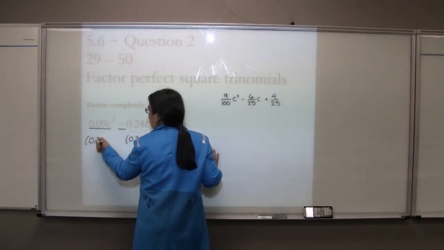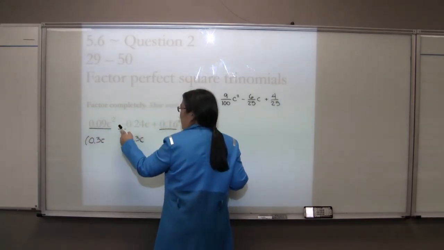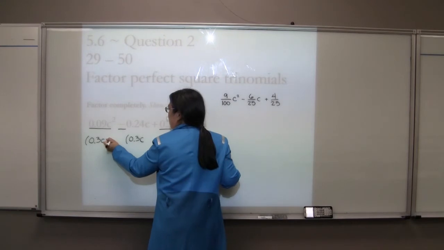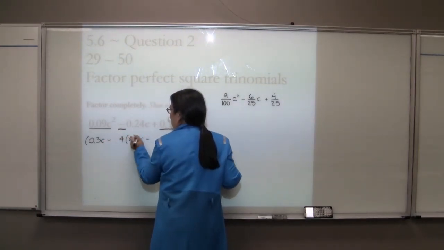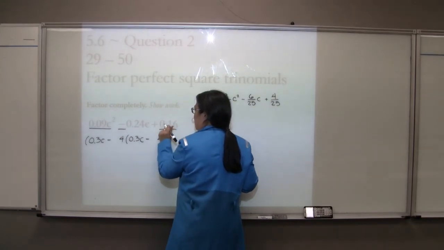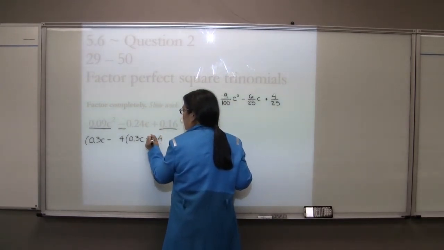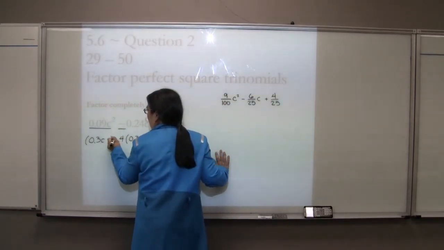C squared breaks up nicely as C times C. The symbol you'll use is a negative on both of them. 16 breaks up as 4 times 4. 2 decimals here, so 1 decimal in each of these with a 0 in the front.